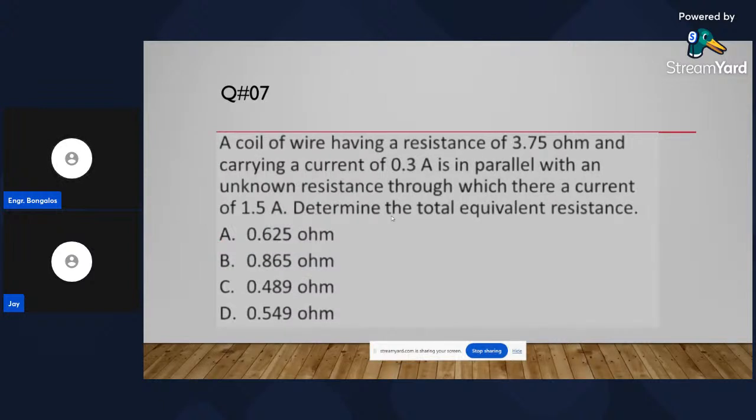A coil of wire having a resistance of 3.7 ohms and carrying a current of 0.3 amps is in parallel with an unknown resistance, through which there is a current of 1.5 ampere. Determine the total equivalent resistance. Okay. So, sabi dito, mas maganda na ma-drawing, at least ma-visualize natin yung problem. Draw tayo ng circuit.